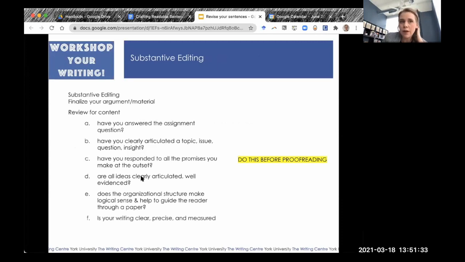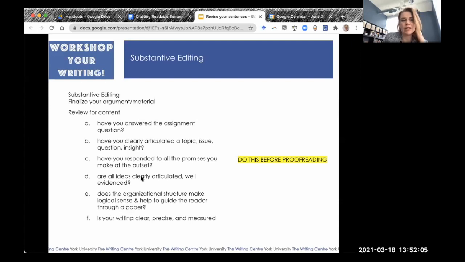When you're substantive editing, so maybe you have a full draft and now you want to go back through and edit substantively for content, you should answer these questions. Have I answered the assignment question? You can write an excellent essay, but if it's not on the assignment that you've been asked to write, you're not going to do very well. Have you clearly articulated the topic? Do I respond to all of the promises I make in the introduction? Or should I revise my introduction to edit out some of those promises?